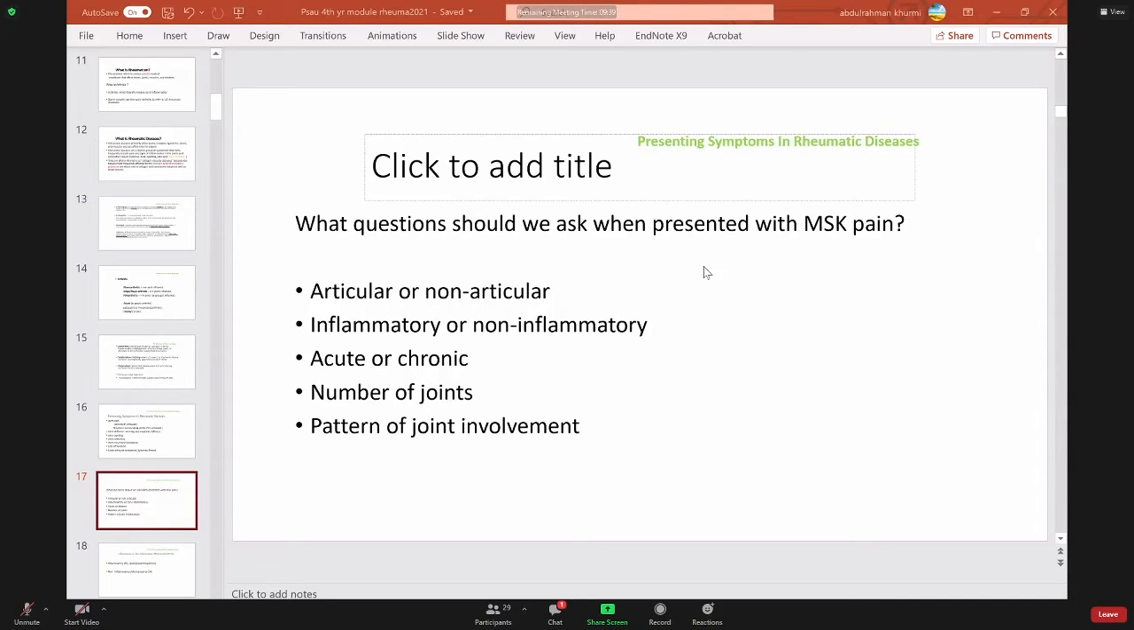Also, you need to ask about the number of joints affected, because the pattern of the joints and the number does guide you in diagnosing which type of rheumatological illness the patient has. And the pattern of joint involvement, either this is migratory or additive. Additive means one joint is affected and the other is affected after that, but they are both having the pain. While migratory, like in rheumatic fever, it comes in one joint, then goes to other joints, and the first joint will be free of pain. Okay?